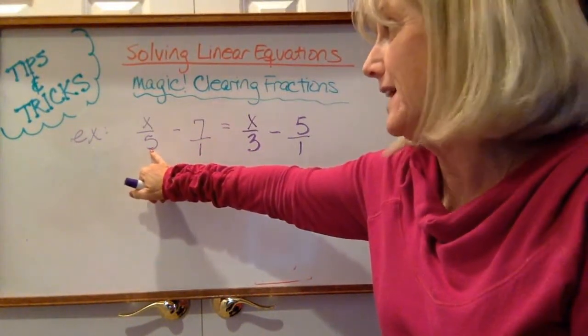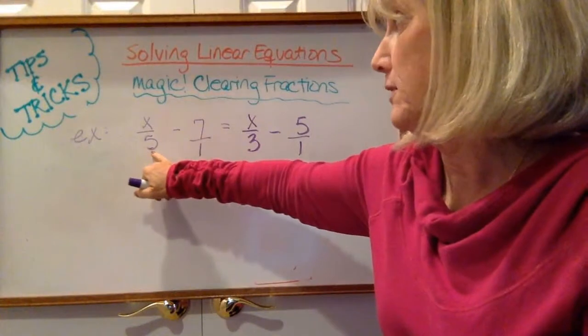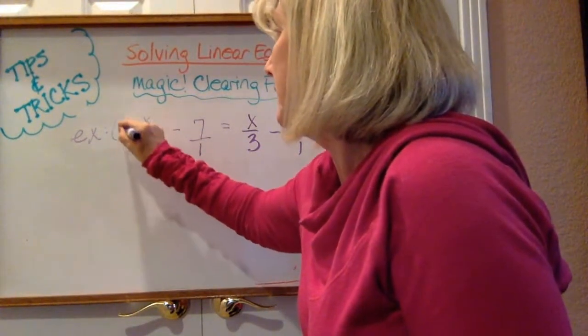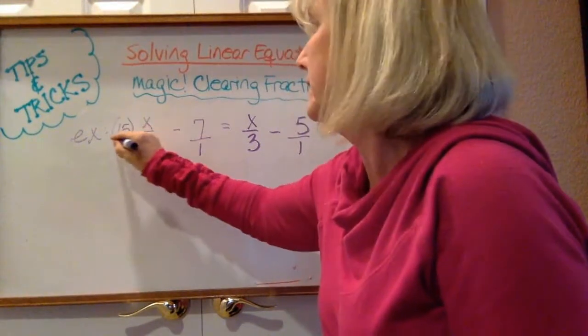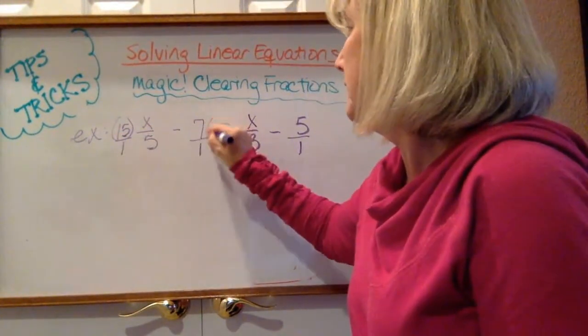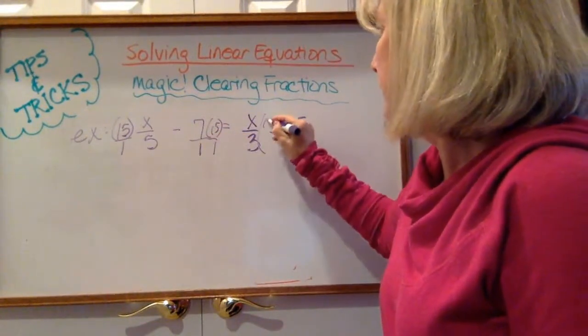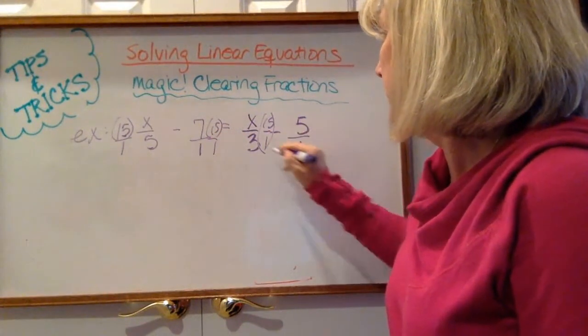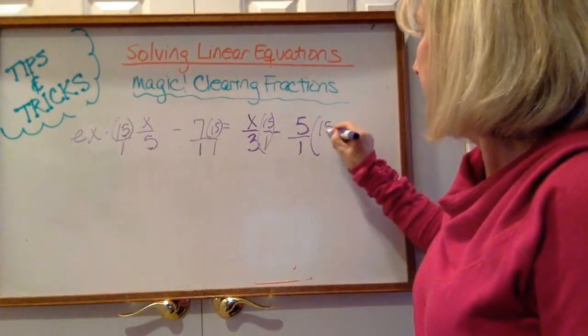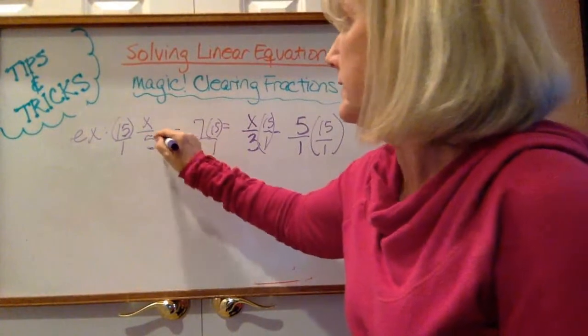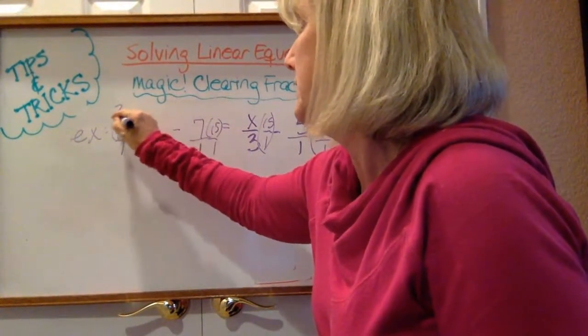Does 5 go into 10? Does 3 go into 10? No. Does 3 go into 15? Yes. So that's our common denominator. And so we're going to multiply everything times 15 over 1, times 15 over 1, times 15 over 1, and times 15 over 1. So this 5 goes into the 15 3 times.